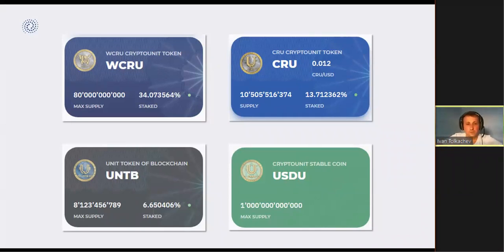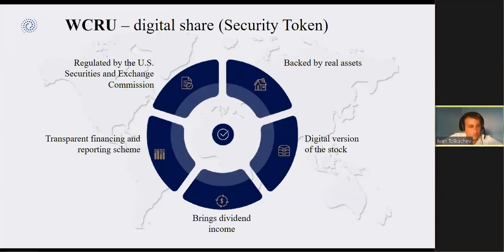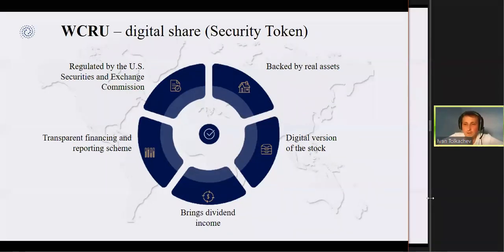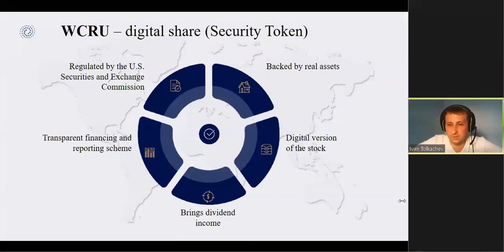Next slide. The first one is WCRU. This is a digital share. This is the most juicy token, the most interesting one on blockchain. And this is a digital share, as I said, and this is a prototype of a common share security token. And in March 2020, we were approved by the Securities and Exchange Commission of the United States. And this token has a transparent financing and reporting scheme. It is backed by real assets and it earns dividends.